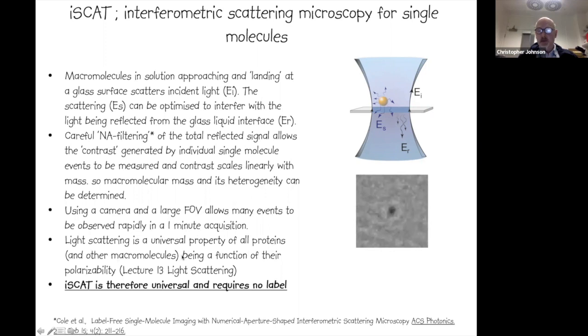And light scattering, which is the property that we're measuring here, is a universal property of proteins and also pretty well all other macromolecules that we might be interested in in the structural biology area. And it's a function of their polarizability. And I'll talk more about that in the lecture on light scattering. But the important point to emphasize, therefore, is that iSCAT is a universal technique and it requires no labels. So you can just walk up to the instrument and in principle be able to measure immediately.